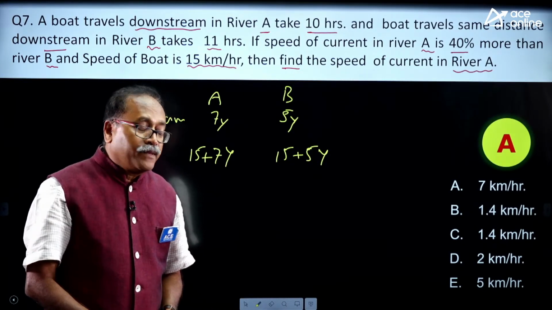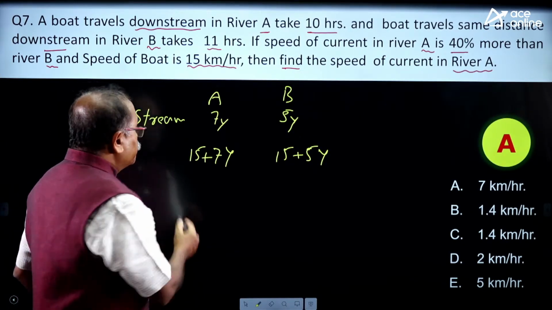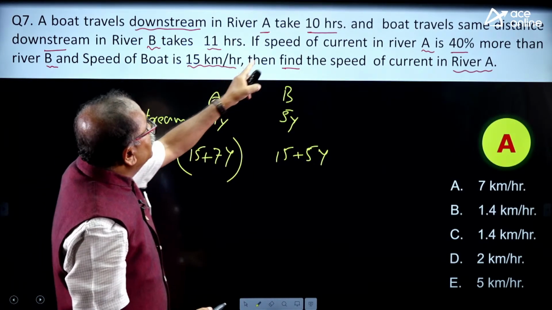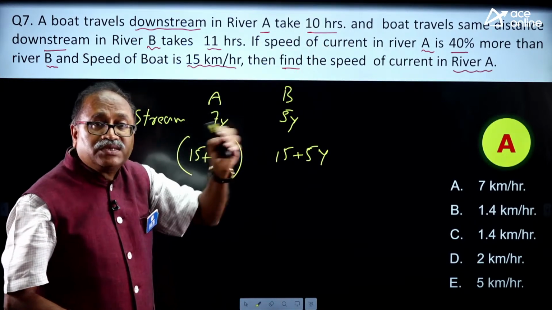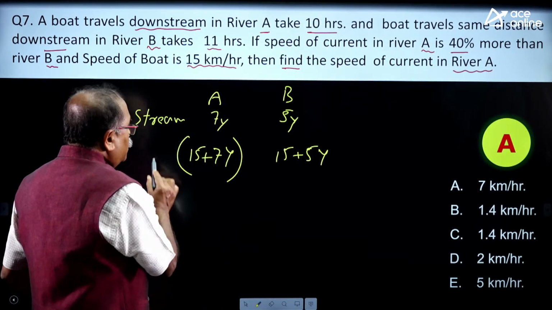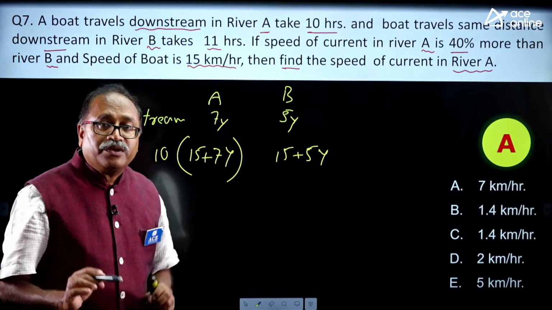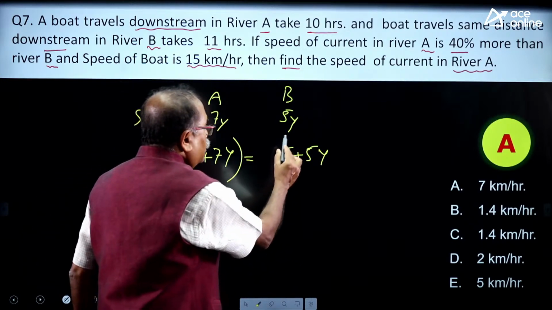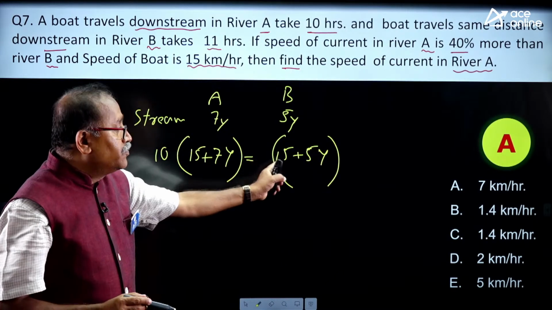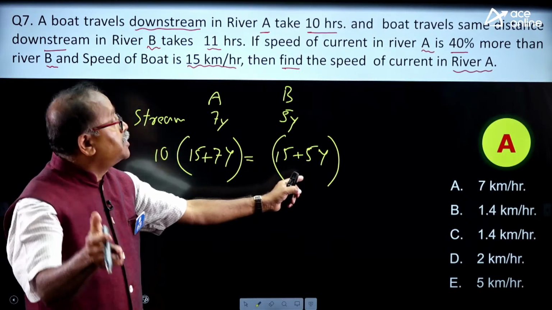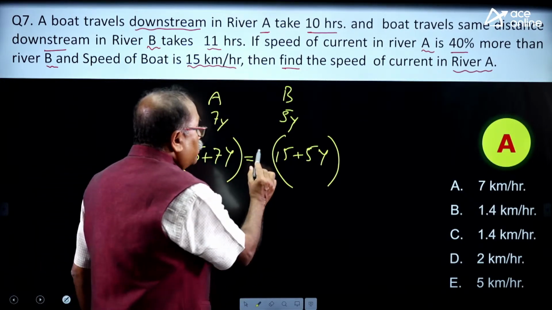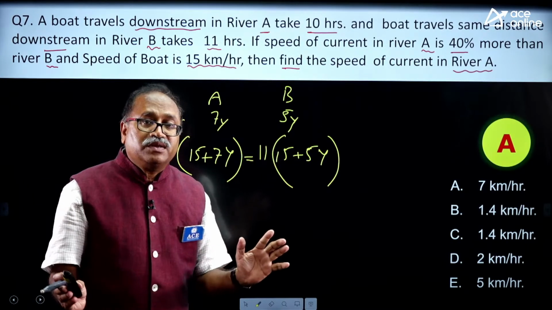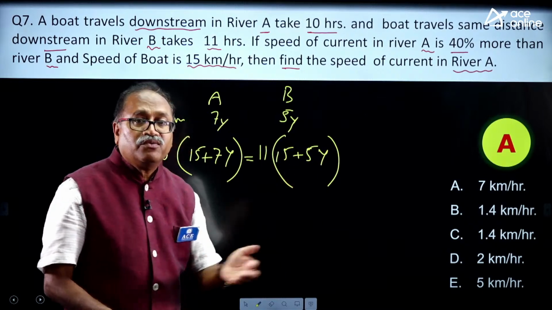You are right. Okay. So I know that speed into time is equal to distance. How much time in case of A? It is 10 hours to travel the same distance. The distance is the same, so this is 10 into speed. In the second case, what is the speed? 15 plus 5y. How much is the time? The time is 11 hours. So 11 into (15 plus 5y), that is 165 plus 55y, is the distance. Time into speed is the distance. So there is one variable, one equation.